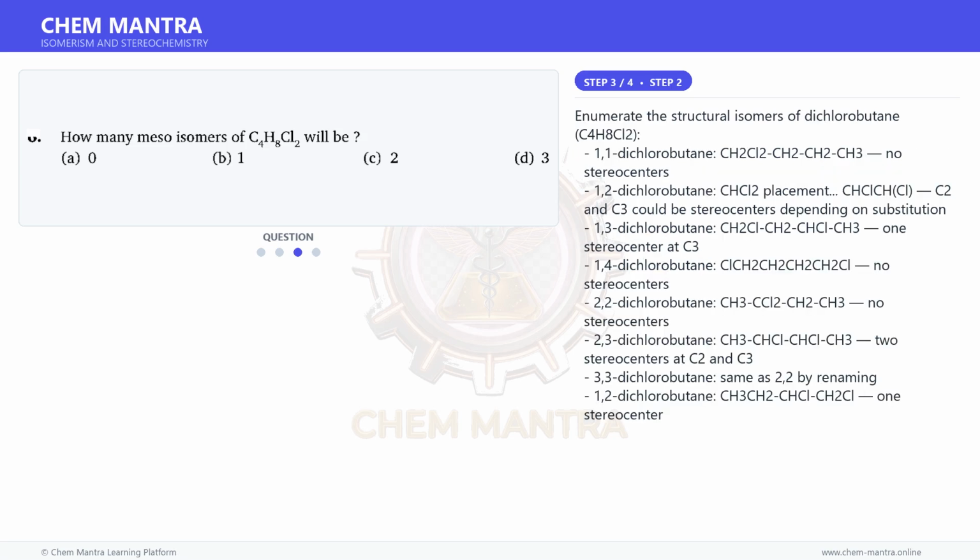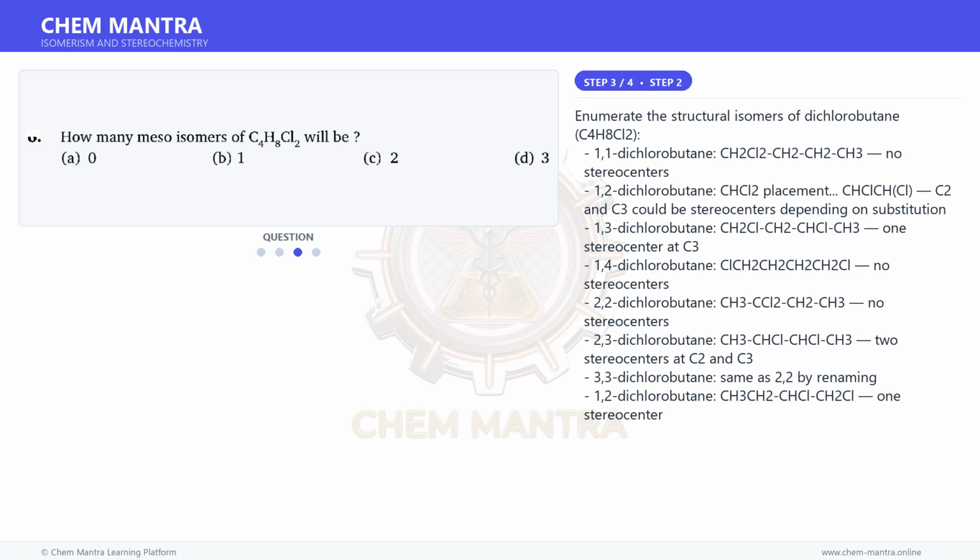Moving on to the next step. Enumerate the structural isomers of dichlorobutane, C4H8Cl2. 1,1-dichlorobutane, CHCl2-CH2-CH2-CH3, no stereocenters. 1,2-dichlorobutane, CHCl-CH2Cl placement, C2 and C3 could be stereocenters depending on substitution. 1,3-dichlorobutane, CH2Cl-CH2-CHCl-CH3, 1 stereocenter at C3. 1,4-dichlorobutane, Cl-CH2-CH2-CH2-CH2-Cl, no stereocenters.